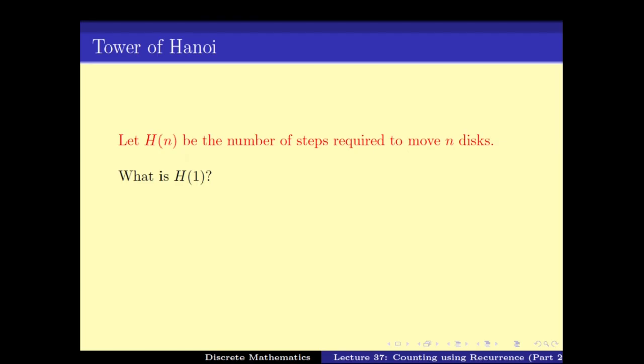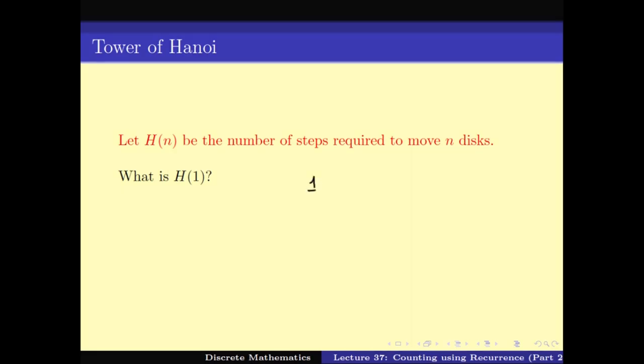What about H1? Since I cannot draw disks, I'll just draw them as numbers. So I have three posts and I have this number 1. Of course, if I have to place this one in the next pole, I just need to pop this one out and put it in the next one. So clearly H1 equals 1, right? And this is a trivial thing.